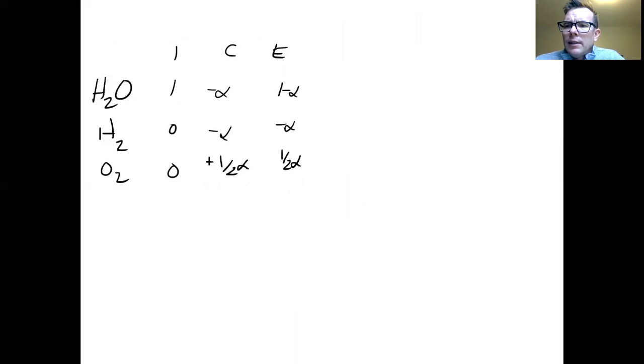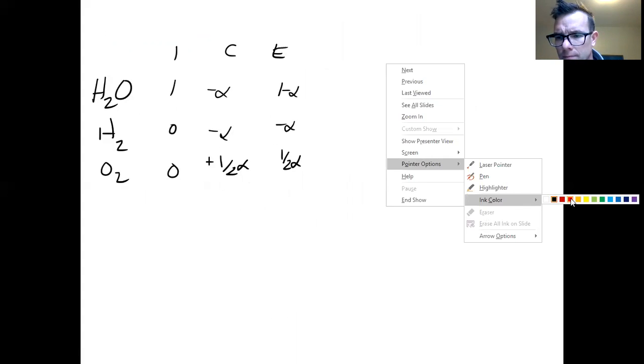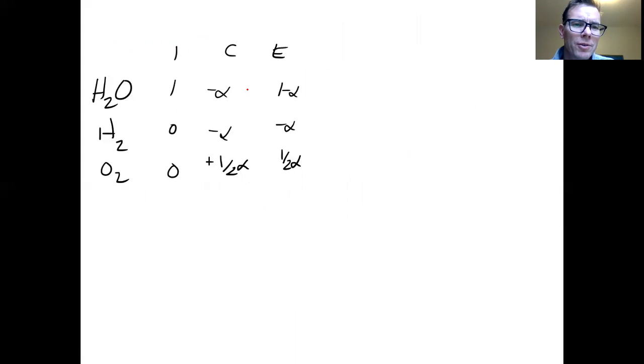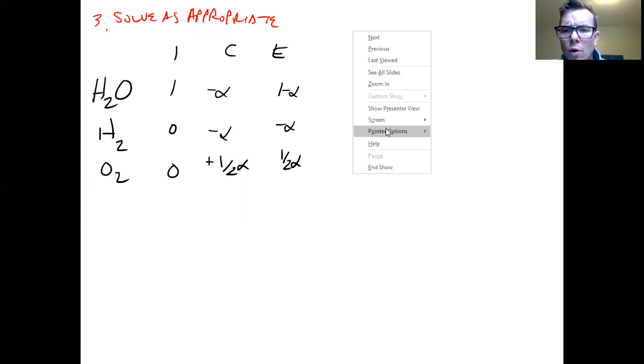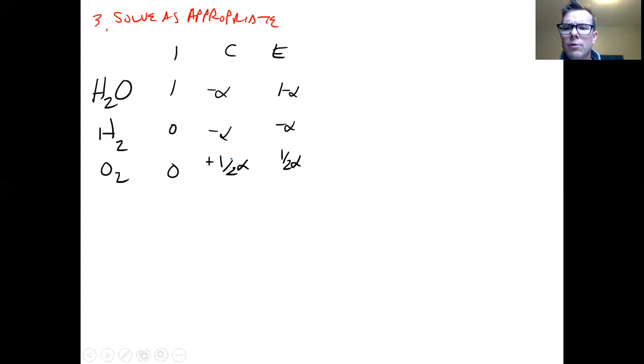That's my expression for KEQ. Last but not least, I have solve as appropriate. That was my third step. I don't know how it didn't make it, but it didn't. So we just had an expression for mole fractions. I want to convert all of these equilibrium amounts then into mole fractions.